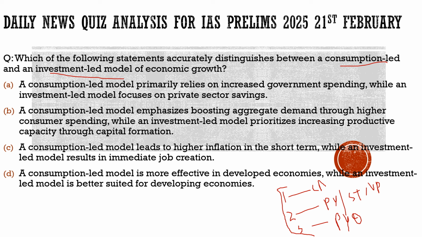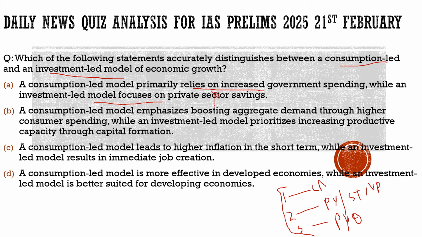As the question says, which of the following statements accurately distinguish between a consumption-led and an investment-led model of economic growth? First statement says a consumption-led model primarily relies on increased government spending, while an investment-led model focuses on private sector savings. This is a totally absurd statement, we can say. Whether it is consumption-led or investment-led, it does not primarily rely on government spending. Here both the private sector and the public sector are involved. So the first statement is incorrect.